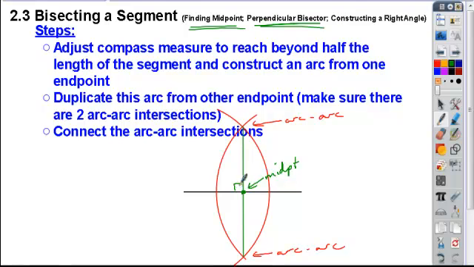And then again, because it forms that right angle, we also can use this construction to create a right angle. Okay, so these two portions of the original segment are equal to each other. We've bisected the segment, found its midpoint, created the perpendicular bisector, and drawn a right angle.